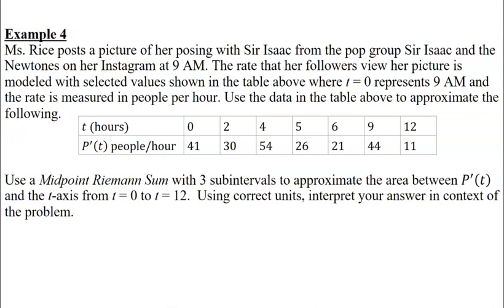All right, so I posted a picture on my Instagram at 9 a.m. and then this table shows the number of hours since 9 a.m. and the rate P prime of t in people per hour that view my picture. Okay. The question says to use a midpoint Riemann sum with 3 subintervals to approximate the area between P prime of t and the t-axis from 0 to 12. Okay. And then we'll interpret that.